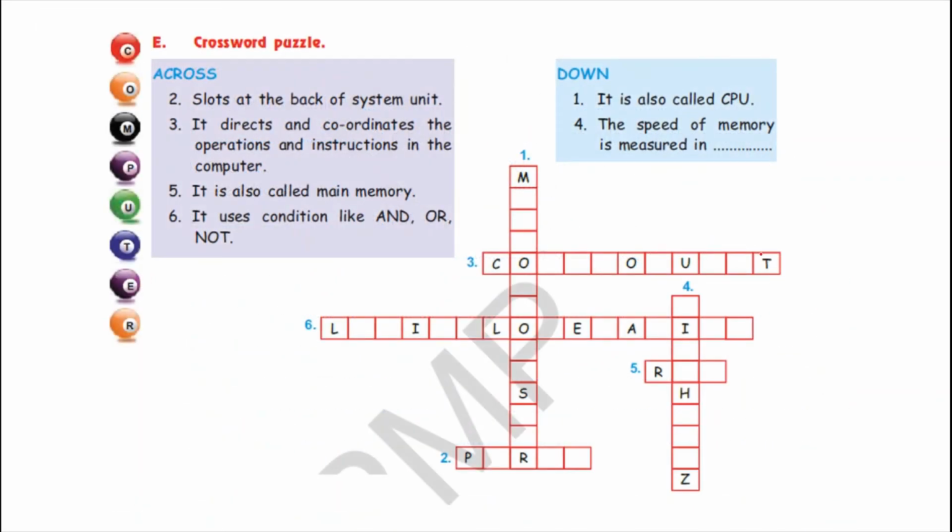The next exercise is an interesting exercise, crossword puzzle. My personal favorite. So without wasting any more time, let's begin. Number 1 is downward. Let's read the clue. It is also called CPU. Number 1 is here. The first letter given is M. The last letter given is R. So, this word may be microprocessor. Yes, microprocessor. So let's write the letters in the blocks for microprocessor.